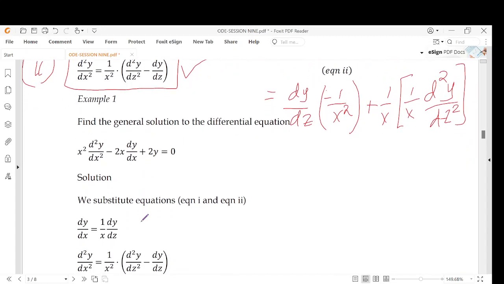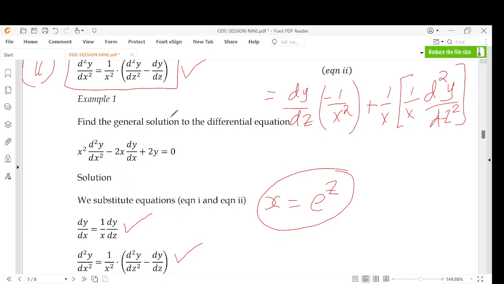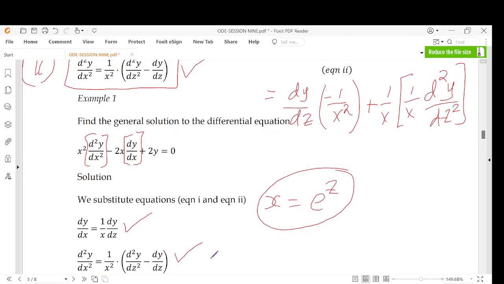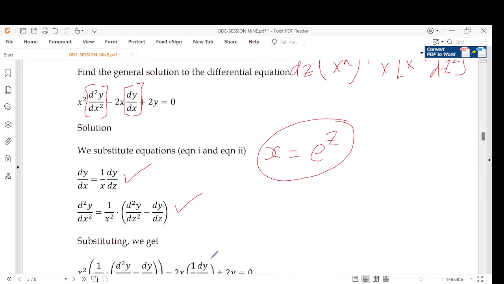So we are going to choose the transformation x equals e raised to power z. And once we have this transformation, the first derivative becomes that, the second derivative becomes that. Where we have the first derivative here, we shall write 1 over x dy dz. Where we have the second derivative, we shall have 1 over x squared d squared y by dz squared minus dy dz. Everything else will be retained as it is.